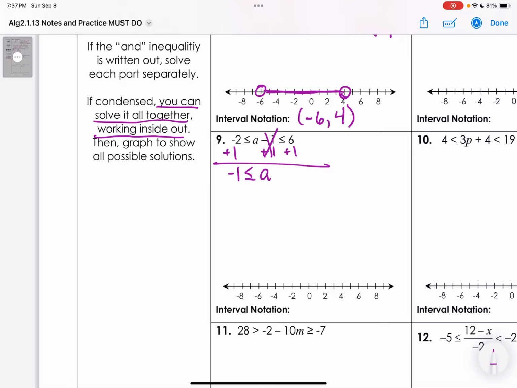So that'll be -1. If you read that backwards, you'll still see a is greater than or equal to -1, and then it's going to be less than or equal to 7. So that would be a is between -1 and 7. Also, then we graph it on the line. They're both or equal to. So I can do a closed dot on -1, closed on 7, and fill in the space between. The interval notation, then they're both closed, so we have brackets.